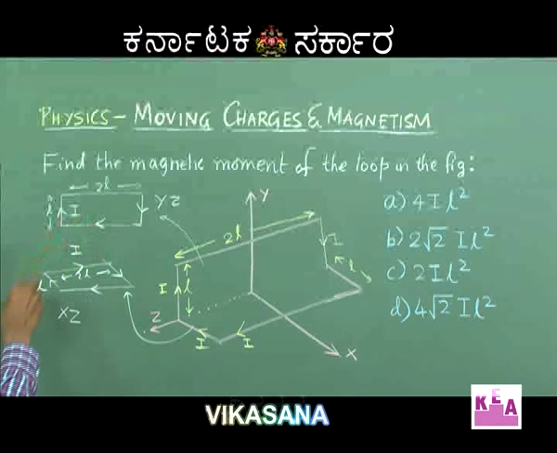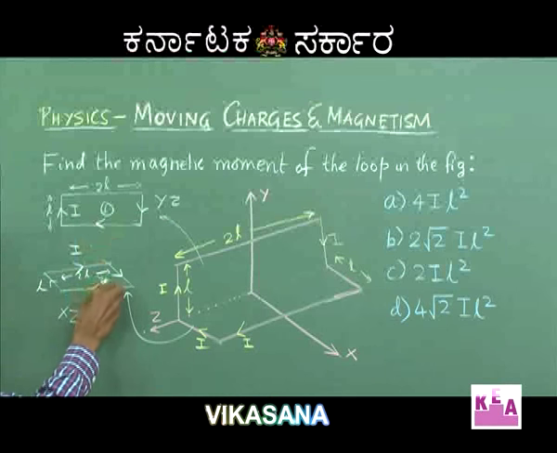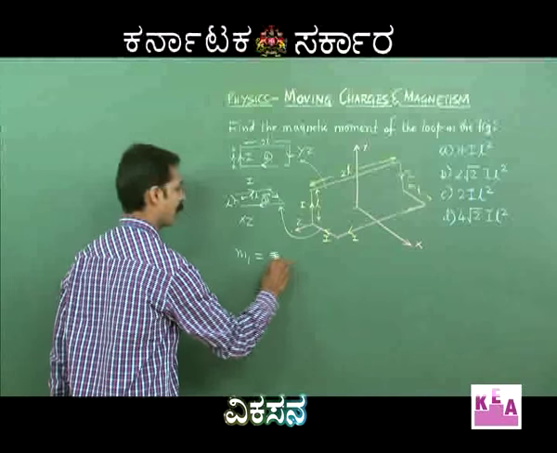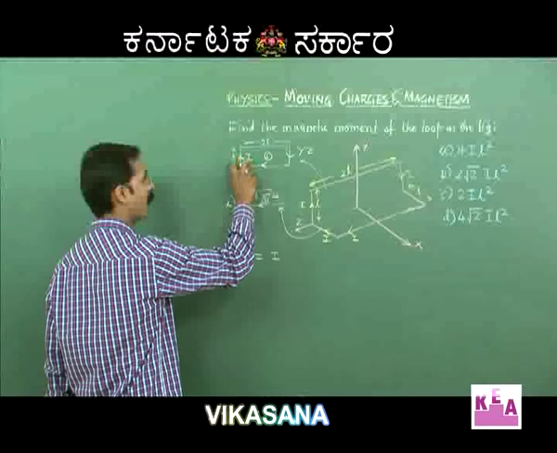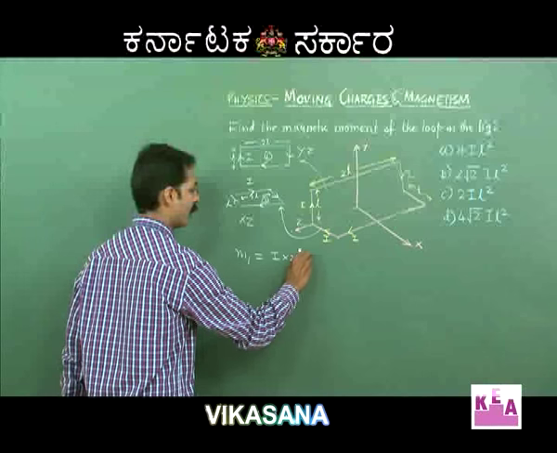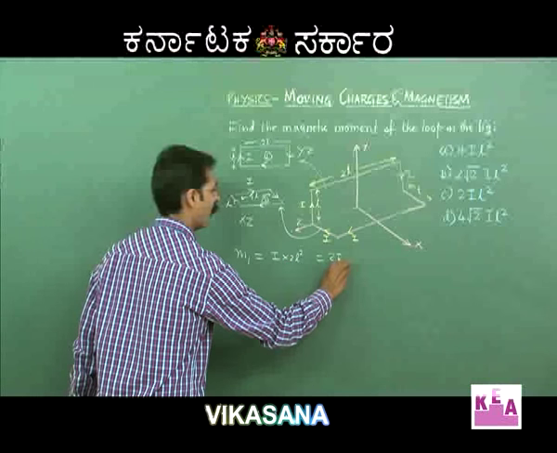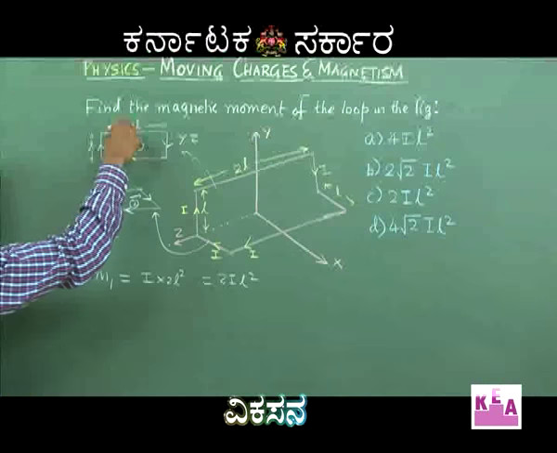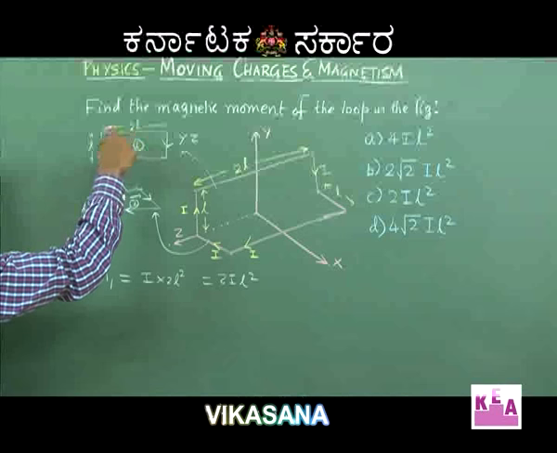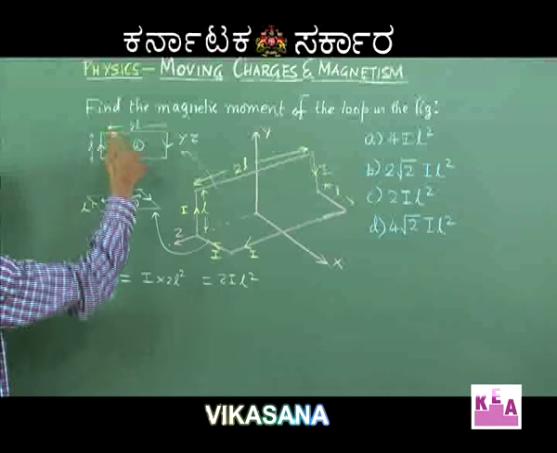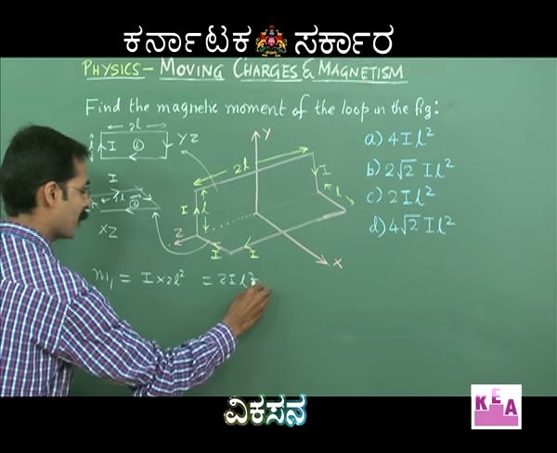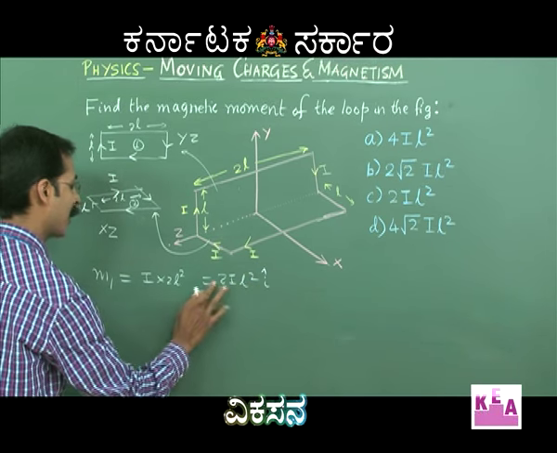Now I will calculate magnetic moment due to this first part, magnetic moment due to this second part, and I add them. Magnetic moment due to first part is given by current into area. Area is 2L into L, that is 2L square, so it is equal to 2IL square. It lies in YZ plane and the current is clockwise. Therefore, the magnetic moment would be pointing into the board, but out of the board direction is x axis, into the board is minus x axis. Therefore, direction is minus i cap.